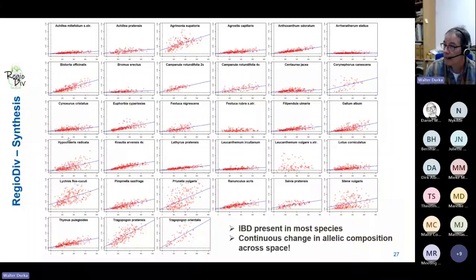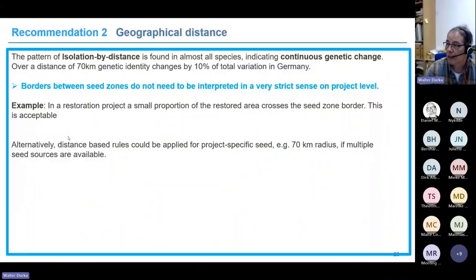And thus, we can also deduce something for the practical use of those. Although isolation by distance is a continuous phenomenon, we cannot define a clear distance rule, but in general, we can say that the borders that are exactly mapped on a map must not be taken too seriously on a project level. So if a project does a restoration project in the vicinity of a border or crossing a border, then using seed from the other seed zone across the border should be allowed.